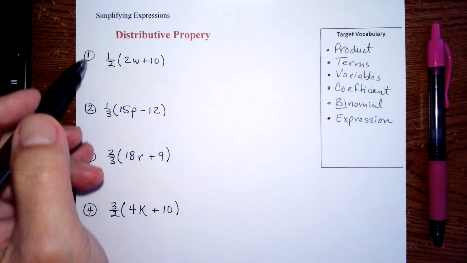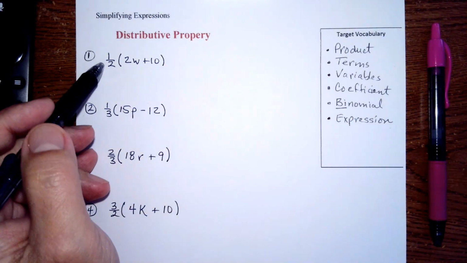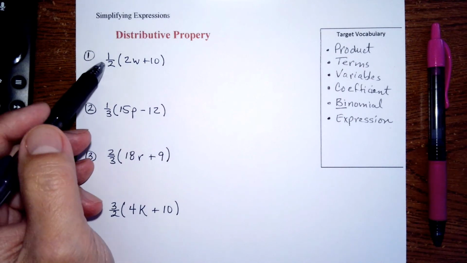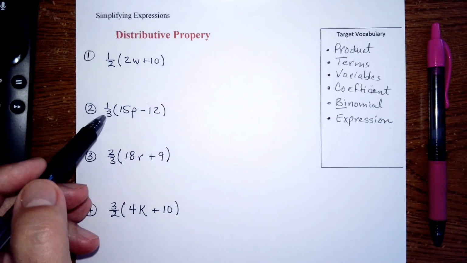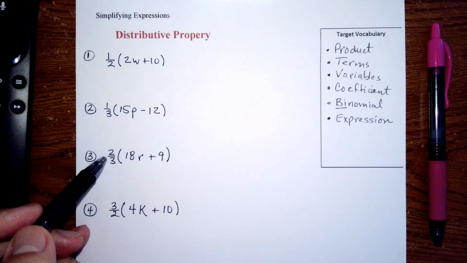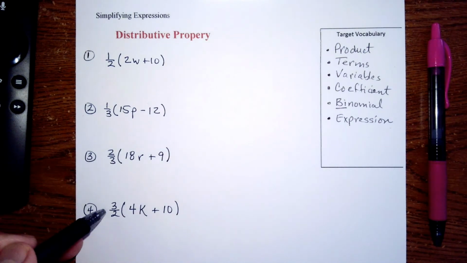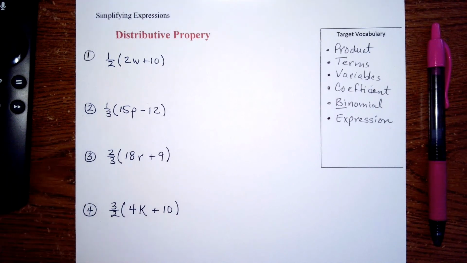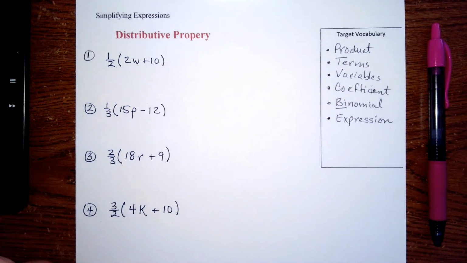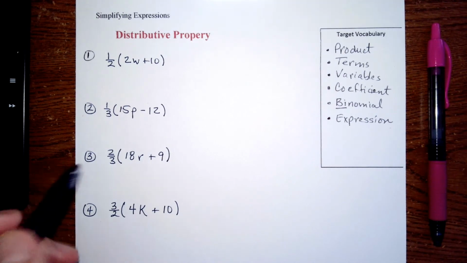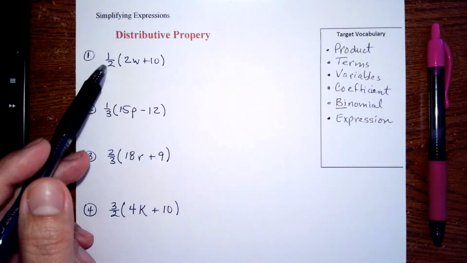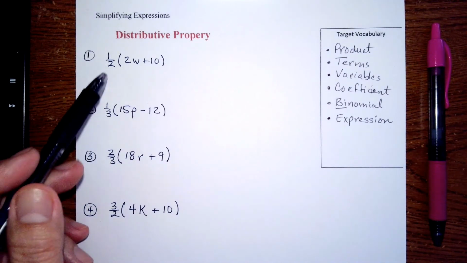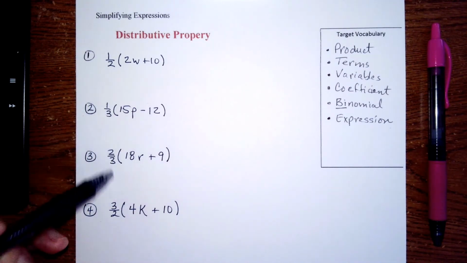You'll notice that in these examples, we start off with 1/2, 1/3, 2/3 in number 3, 3/2 in number 4. These are fractions. These factors are fractions. If you viewed the other video on the distributive property, we looked at multiplying with whole numbers. Today, you are lucky because you're going to learn how to solve a distributive property with fractions.